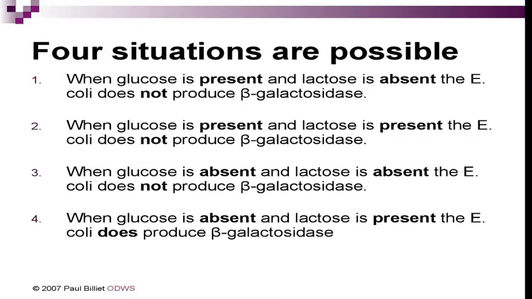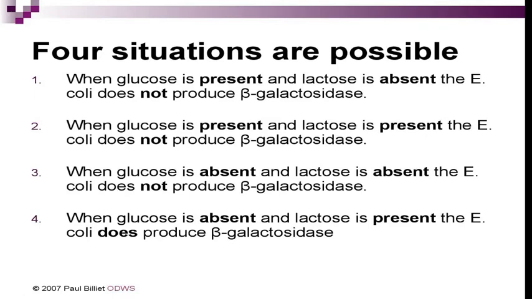There are four situations possible. For example, we can take four petri dishes. In the first petri dish, E. coli is grown in a medium containing glucose, whereas lactose is absent. So what does the E. coli do? It prefers to utilize the glucose. So there is no need to produce beta galactosidase to break this lactose into glucose and galactose. So it directly takes the glucose.